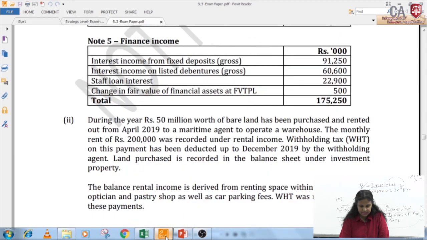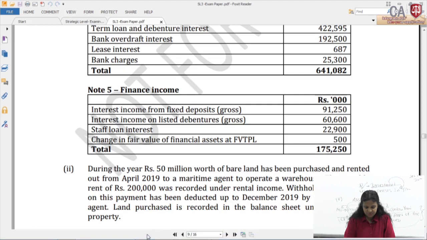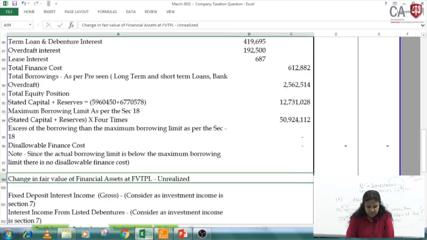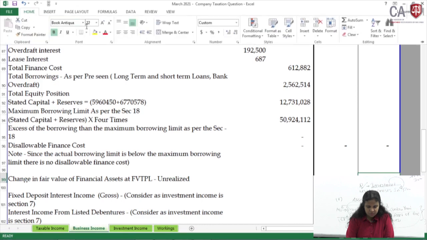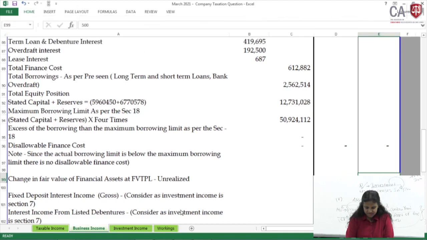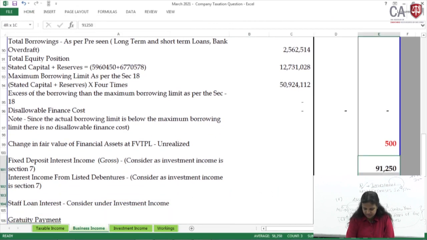What next we have to do? I think the finance income. Interest income from fixed deposit, interest income from listed debenture, staff loan interest, change in fair value of financial asset. The first 3 we have to recognize under investment income and remove from the business income. The last one is unrealized gain, again it should be removed from the business income. We will do all adjustments together. The change in fair value through profit and loss, unrealized, should be removed from the profit before tax. Fixed deposit interest, debenture interest and staff loan interest, all these 3 are categorized under investment income.